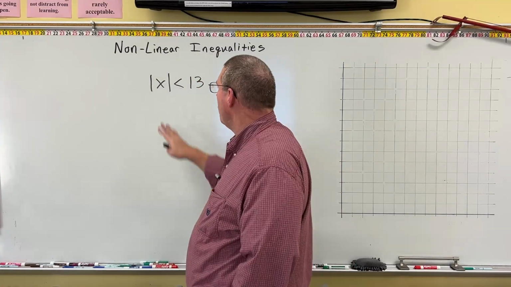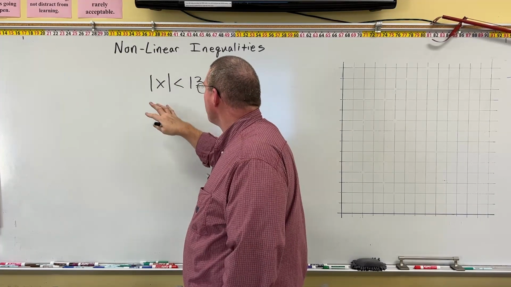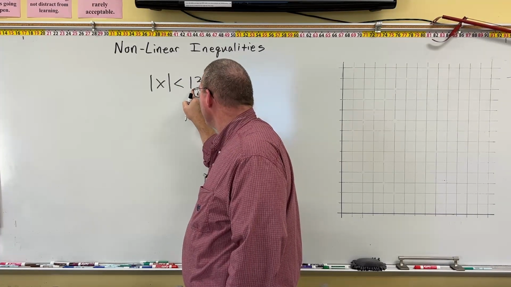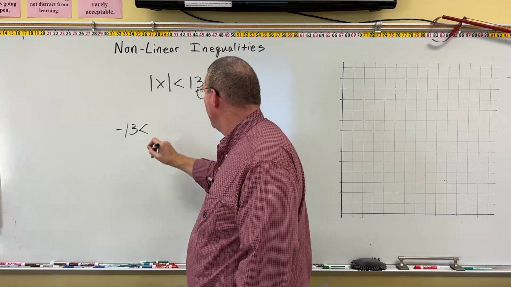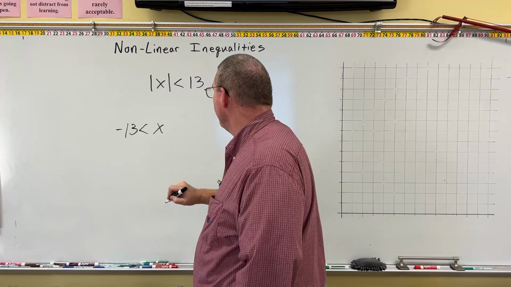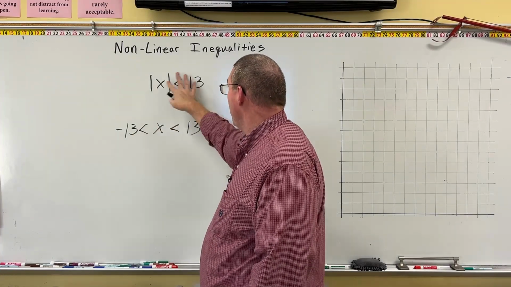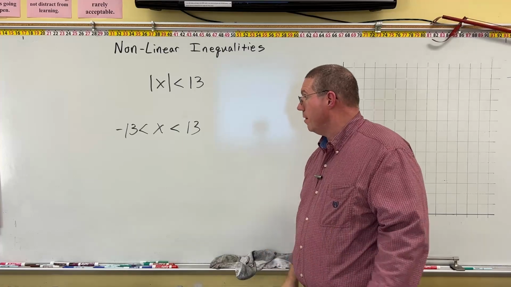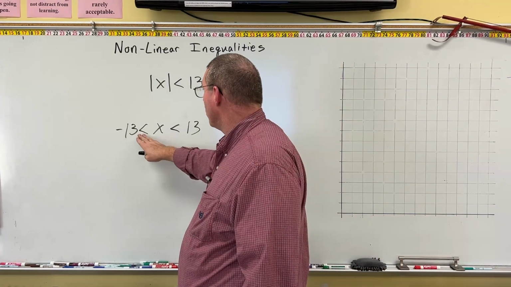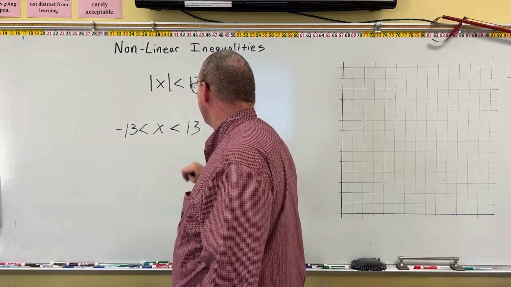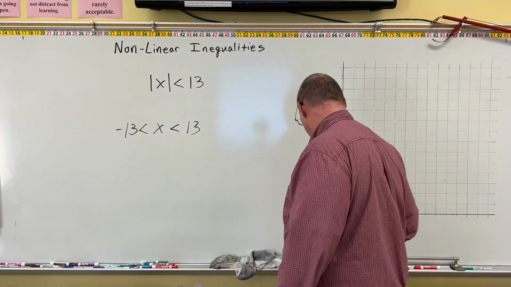I just want to show you that when we have the absolute value of something is less than something, you can rewrite this as the opposite of this, so negative 13, with this symbol, then the x without the absolute values, then this symbol, then this number. This is what this means, like by definition, okay? It means that x is going to be larger than negative 13, but less than 13. It's going to be some number that's between negative 13 and 13.